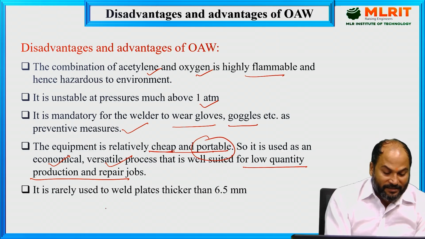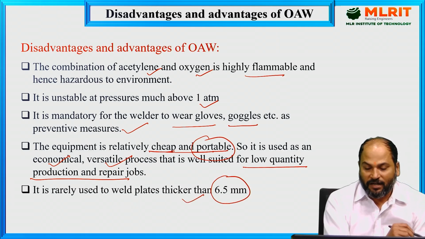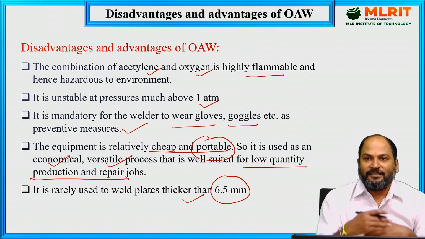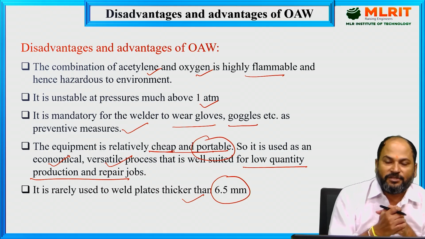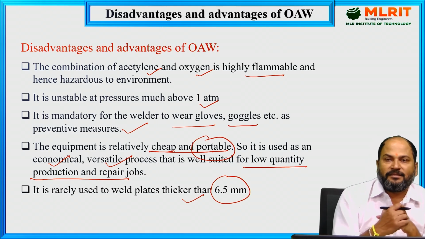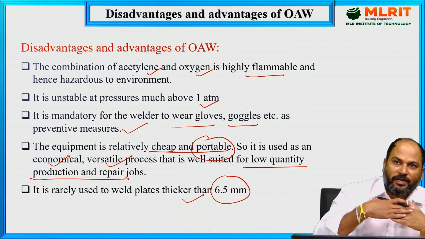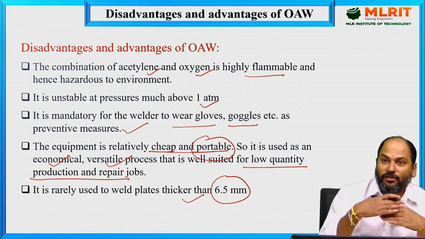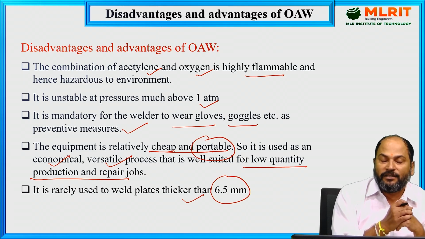Another thing is it is rarely used to weld plates thicker than 6.5 mm. That is another drawback of this process. There is a restriction on the thickness of the plate that you can weld by this process, just like resistance welding. In resistance welding, as I told, especially in spot welding, you can weld only in lap configuration, and also there is a strict restriction on the thickness of the material that can be welded by the process.